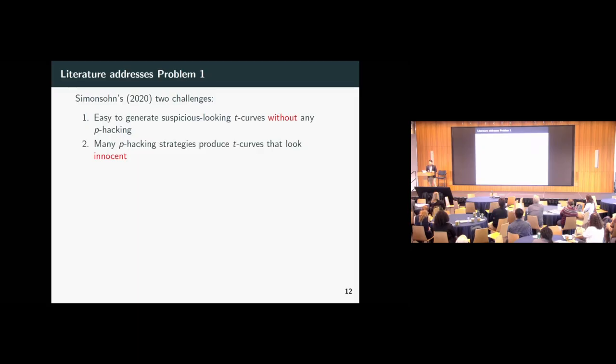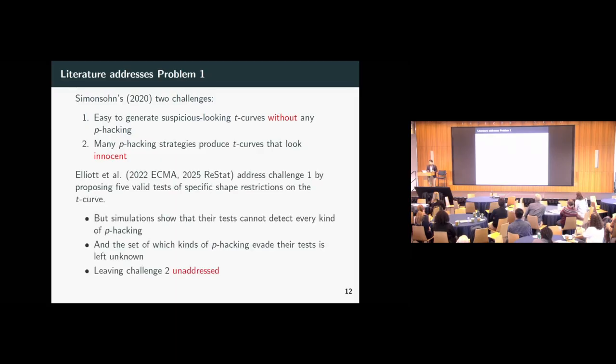So let's return to Simonson's 2 challenges. It's easy to generate suspicious-looking t-curves, and many p-hacking strategies produce guilty t-curves that look innocent. Now, there's been a lot of econometric theory, statistical theory, that addresses challenge number 1. For example, Elliott et al. addressed challenge number 1 by developing 5 valid tests for p-hacking that check for specific restrictions or specific shape distortions in the t-curve. And it's impossible to make them find p-hacking that isn't there. They're what we call valid.